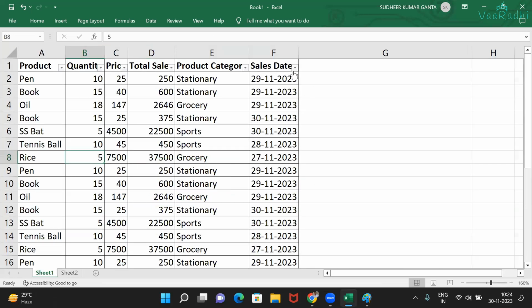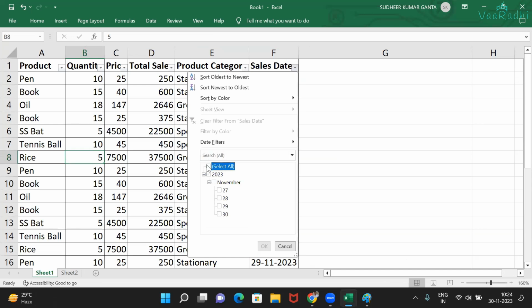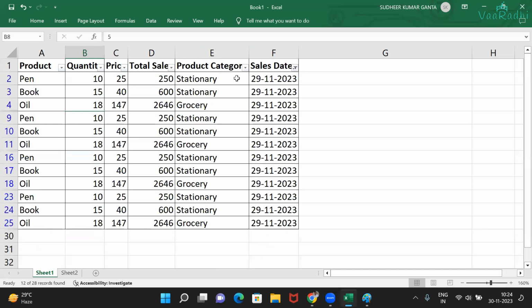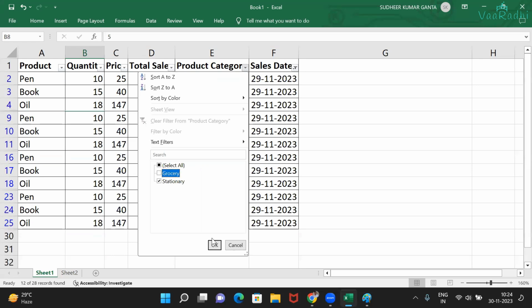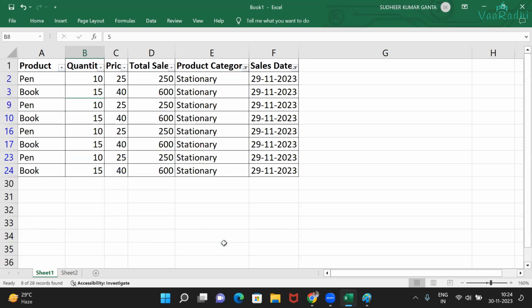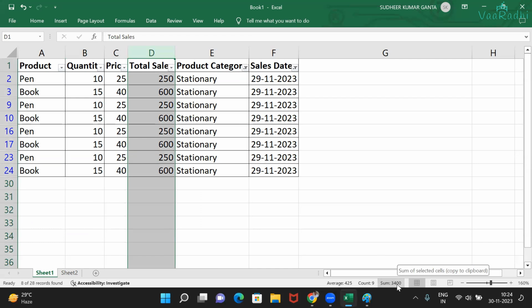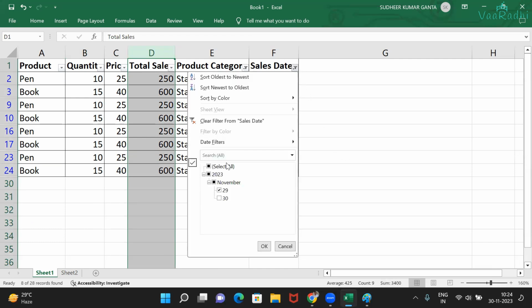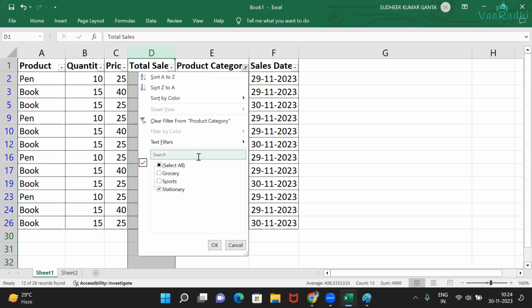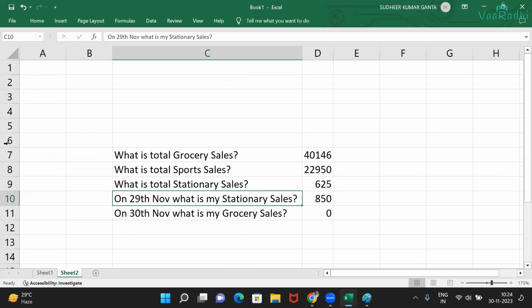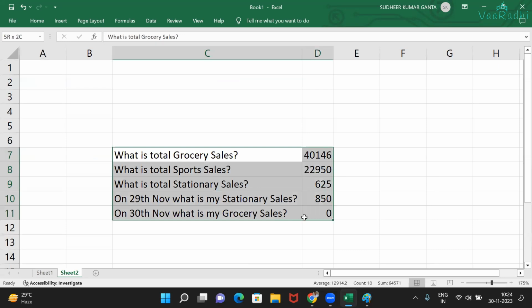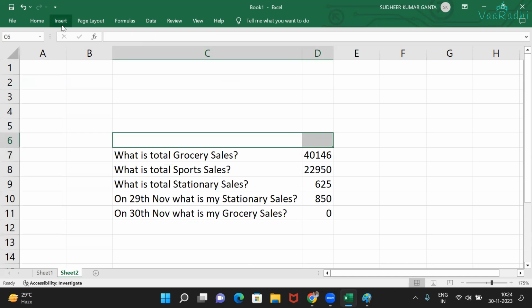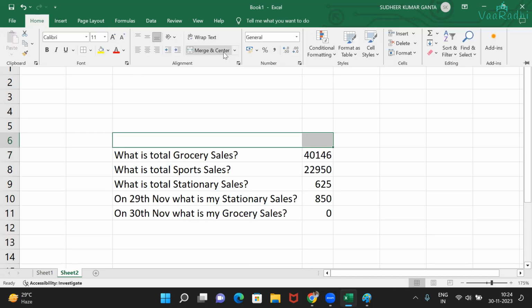Now I'll take them into the next sheet. If I choose, as per the first question, under 29th November, what is my stationery sales? Because I have copied the same data multiple times, see here, if I simply select, I'm seeing 3,400. So this way, irrespective of record counts, we will be able to achieve answers to our questions or analyze our data. Clear, guys? This is called analysis.